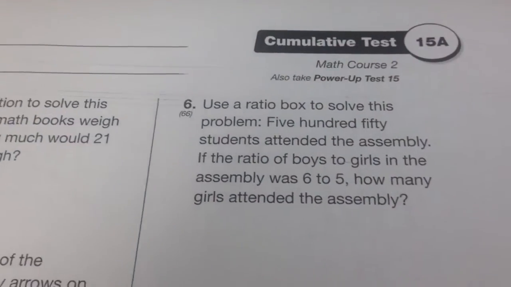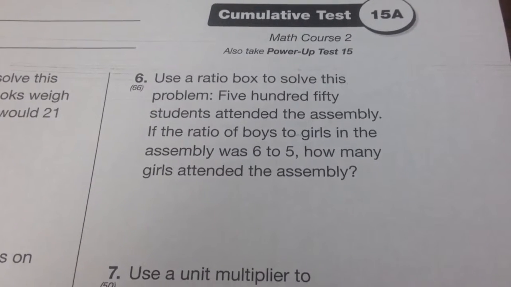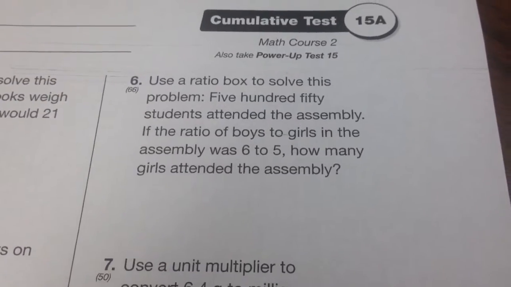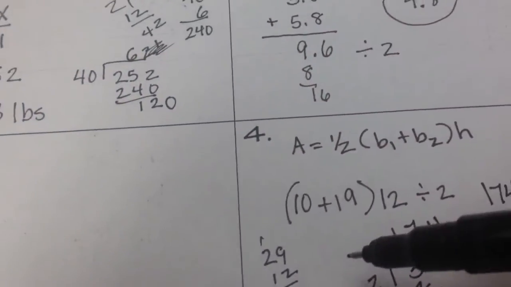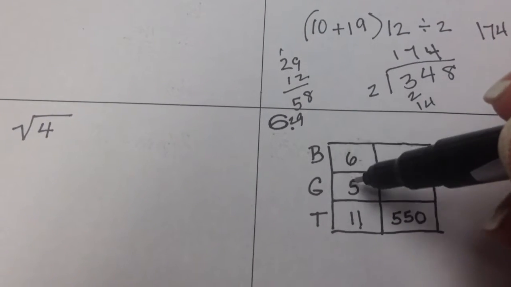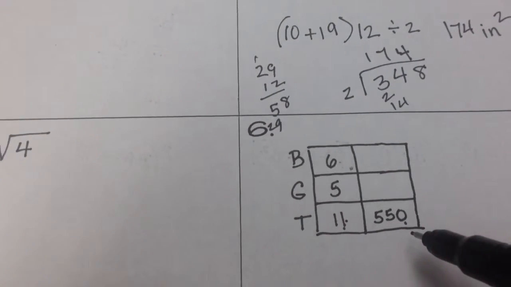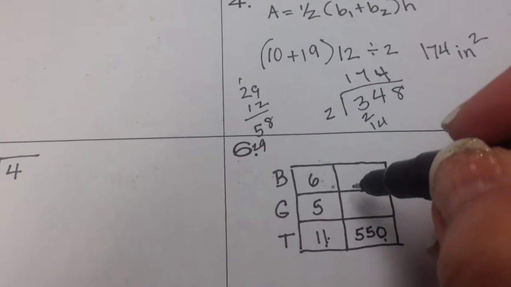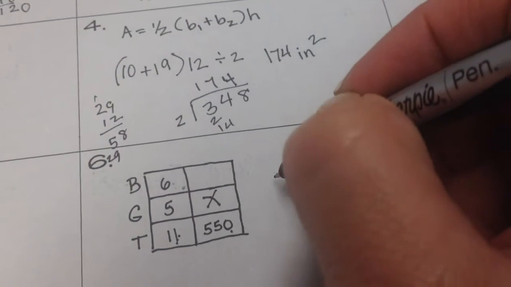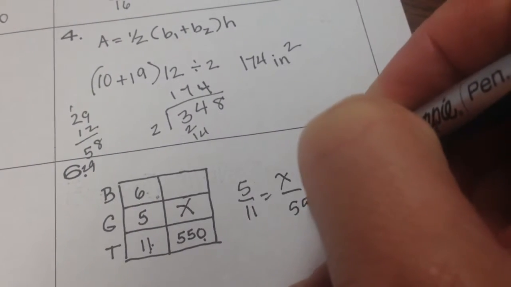Number 6, use a ratio box because we love ratio boxes. So we know that there are 550 students attending the assembly. If the ratio of boys to girls in the assembly was 6 to 5, how many girls attended? All right, so I was told that 6 to 5, I'm going to add it up for 11 total, right? 6 plus 5 is 11. And I'm told that the total number of people was 550, but I want to know how many girls. So I'm going to put my X right there. That's my proportion. So I got 5 is to 11 as X is to 550.